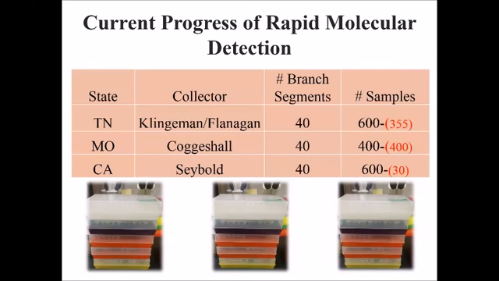Current progress of rapid molecular detection. The collection was done from Tennessee, Missouri, and California. And then from each, 40 segments, the samples were taken. 600 samples from California and Tennessee, and 400 samples from Missouri. And I'm in the middle of DNA extraction, almost done.